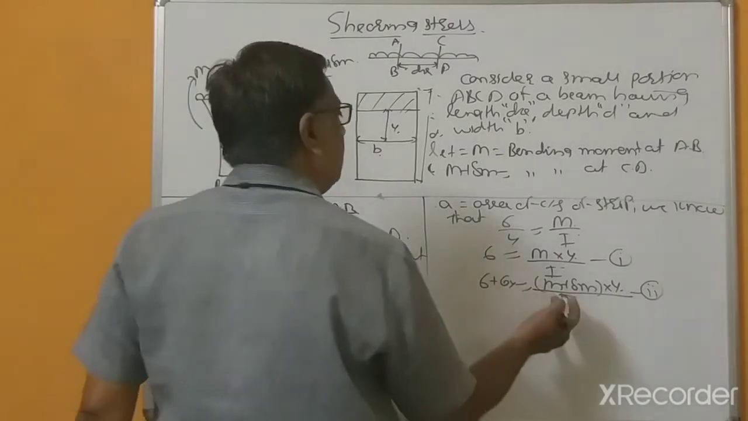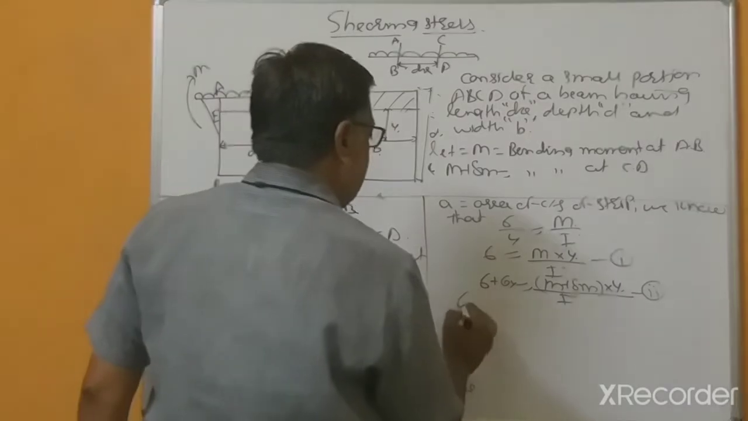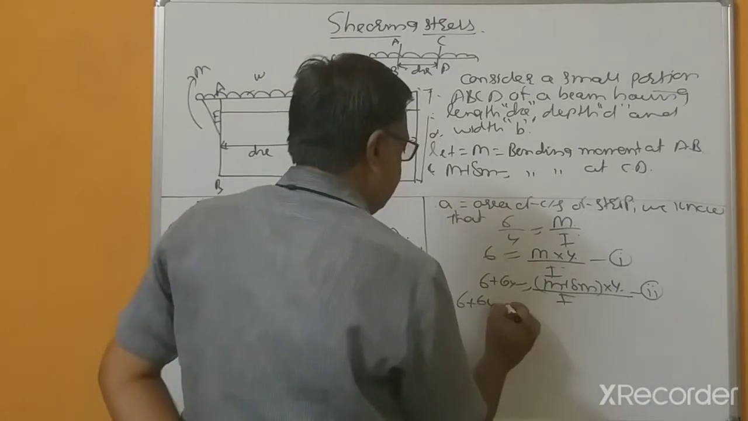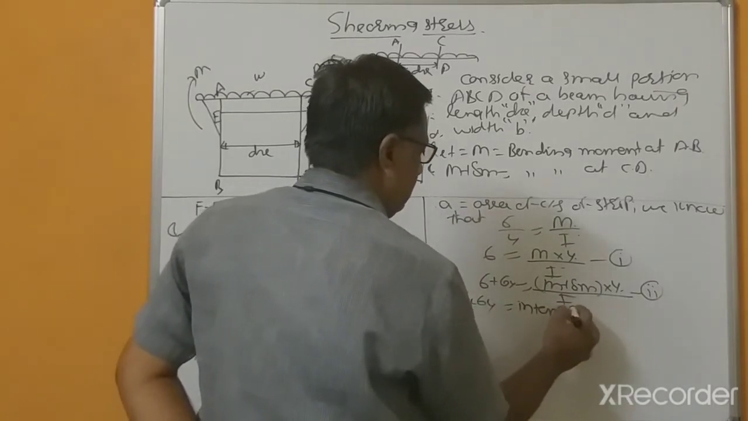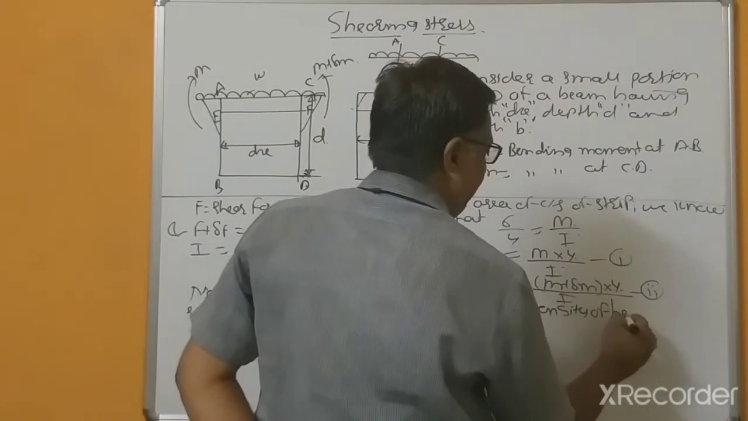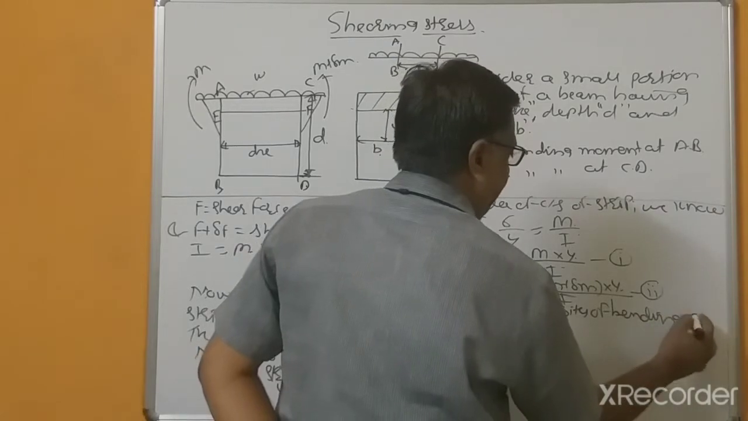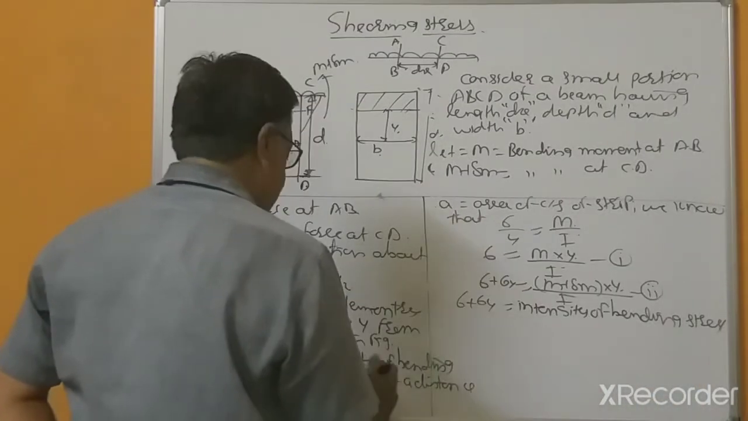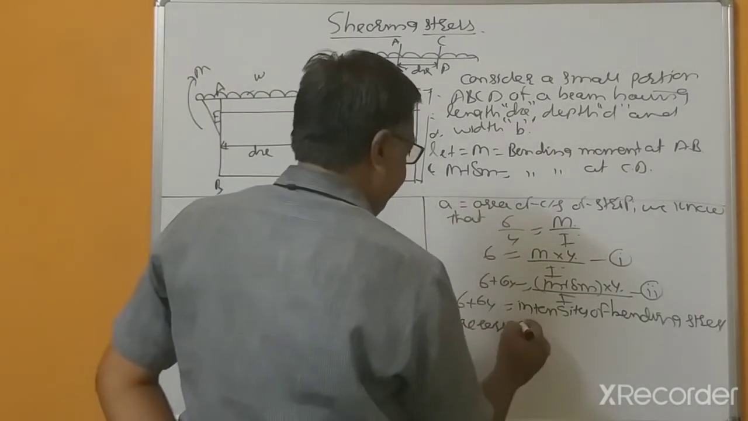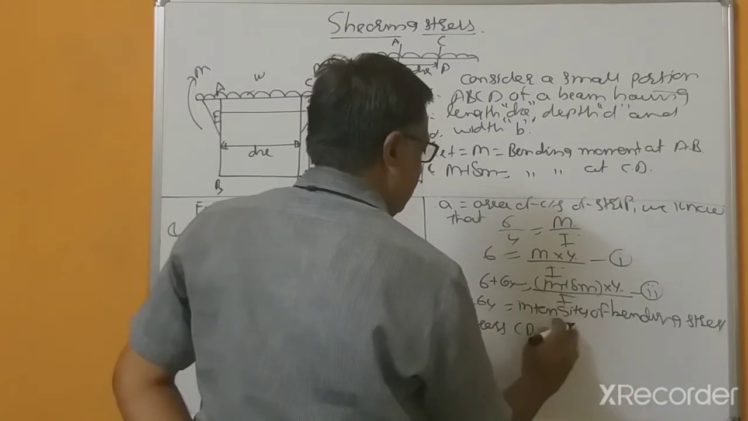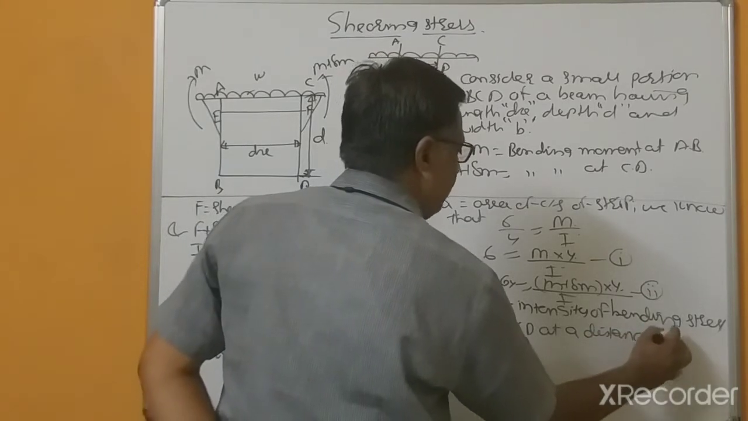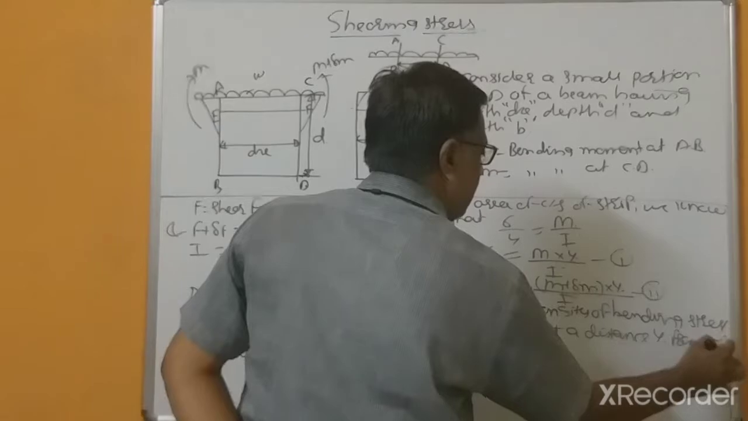So this is the intensity, sigma plus delta sigma, of bending stress across CD at a distance y again from the neutral axis.